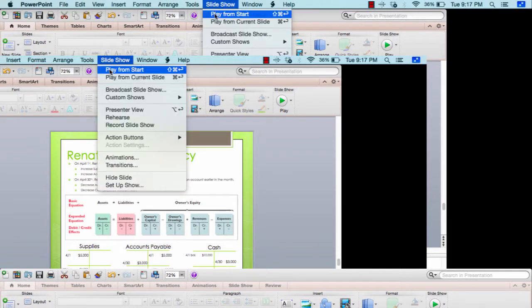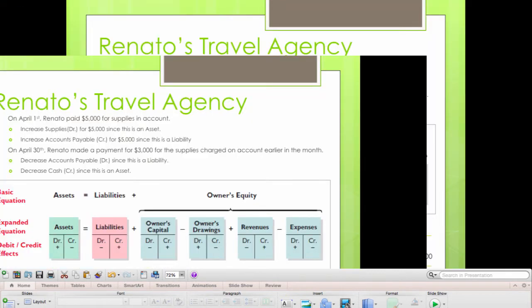The journal shows the debit and the credit effects on specific accounts. Keeping a journal helps you visualize what you need to complete your homework assignment. It discloses in one place the complete effects of a transaction, provides a chronological record of transactions, and helps prevent or locate errors because debit and credit amounts for each entry can be easily compared. Let's use this example. This is recording Renato's travel agency. We have a transaction here that says, on April 1st, Renato paid $5,000 for supplies on account.